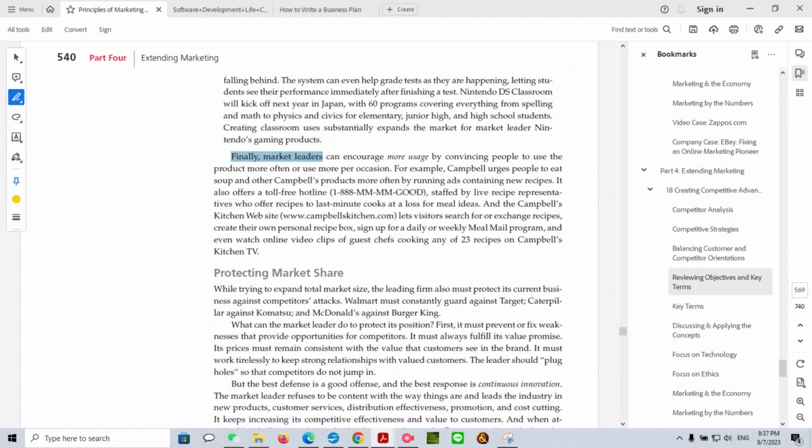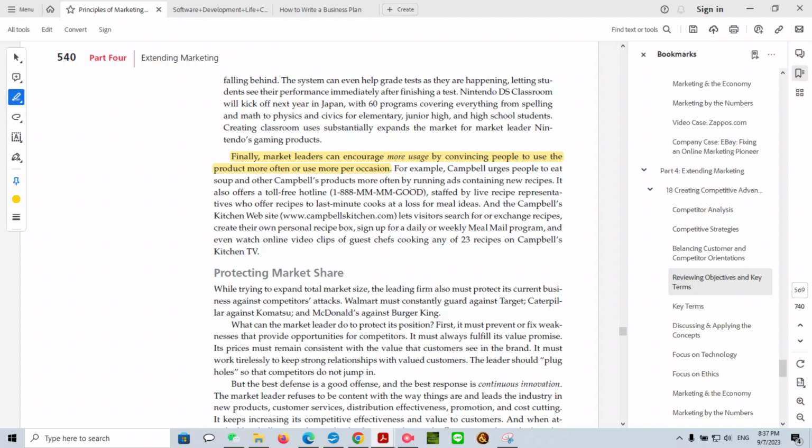Now, finally, market leaders can encourage more usage by convincing people to use the product more often, not just use per occasion. For example, Campbell urges people to eat soup and other Campbell products more often by running ads containing more recipes, right? Because then you provide more usages of the product. And Campbell's Kitchen website, www.campbellskitchen.com, lets visitors search for and exchange recipes. They create their own personal recipe box, sign up for a daily or weekly meal mail program, and can even watch online video clips of guest chefs cooking any of 23 of the recipes of Campbell's Kitchen. So basically, as they say, we're tapping a different part of the market, another segment.